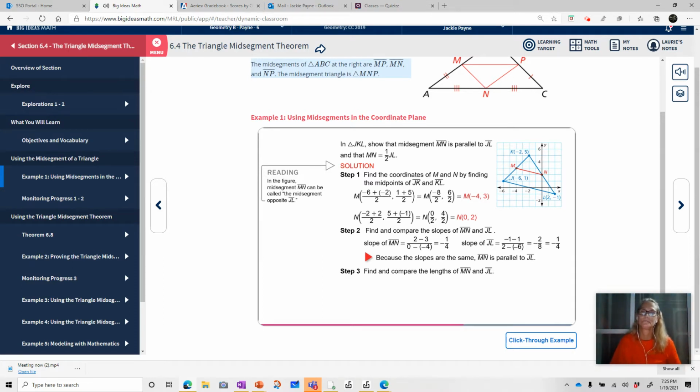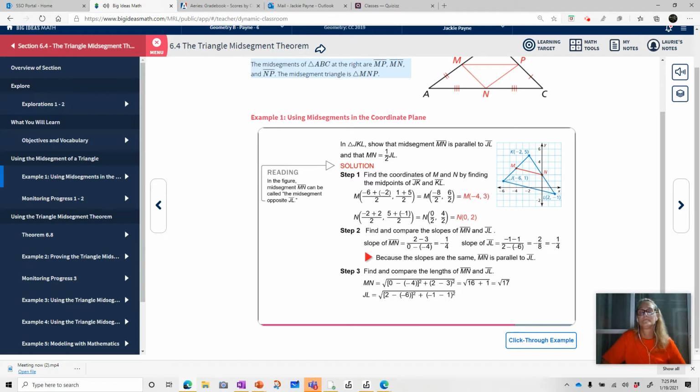Step 3. Find and compare the lengths of segment MN and segment JL. To find the lengths, use the distance formula. MN is equal to the square root of (0 minus -4) squared plus (2 minus 3) squared. Simplify, and this is equal to the square root of (16 plus 1), which is equal to the square root of 17.